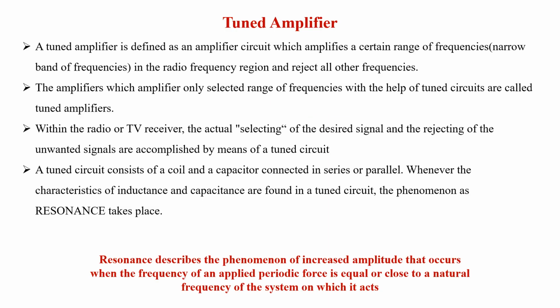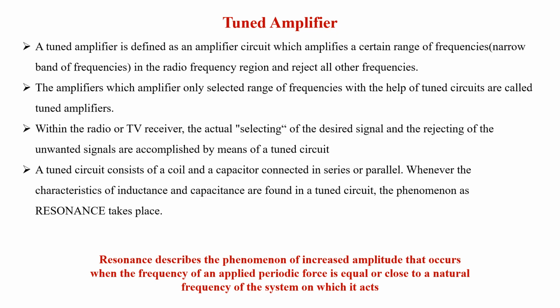As the name states, this helps us in amplifying a certain range of frequencies in the radio frequency region. It helps us obtain only a particular radio frequency, and it allows us to reject all the other frequencies. The amplifier which selects only a selected range of frequency, we call a tuned circuit. This works the same way we tune an AM or FM station in our radio devices, where with the help of a knob we select a particular radio frequency range.